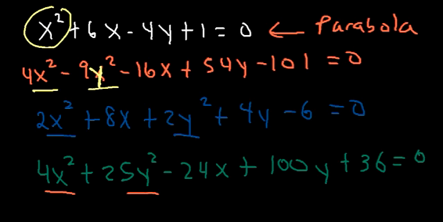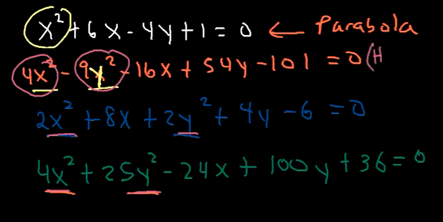Now, the hyperbola has a positive x squared and a negative y squared, or vice versa. The ellipse and the circle, both x squared and y squared are positive. So both of these are positive, both of those are positive. But notice this, we have positive x squared and negative y squared. The hyperbola has the minus sign. So whenever you see that, a positive x squared, negative y squared, or vice versa, it's a hyperbola.